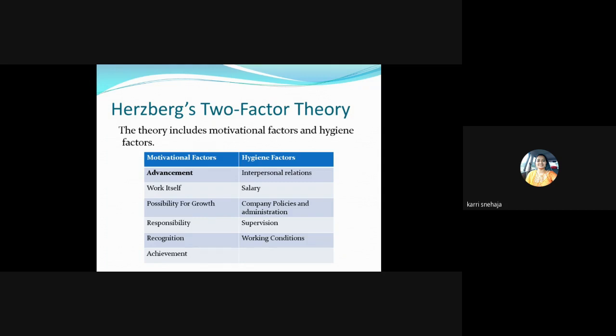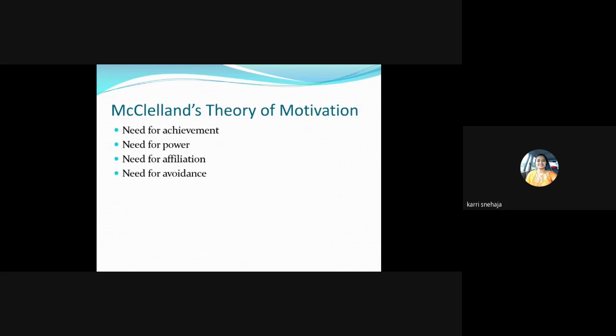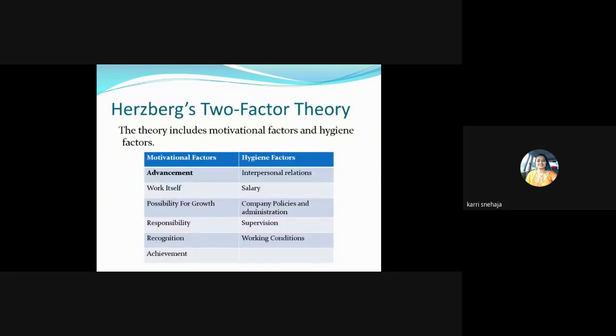देन कंपनी पॉलिसीज एंड एडमिनिस्ट्रेशन की वजह से भी हाइजीन फैक्टर्स होते हैं, सुपरविजन होता है, वर्किंग कंडीशंस ऐसी होती हैं, तो वो सारी चीजें रिस्पॉन्सिबल होती हैं. जहां पे नीड होती है, कोई पर्सनल लाइफ है, पे है, आपका स्टेटस है, जॉब सिक्योरिटी है, एवरीथिंग इज रिस्पॉन्सिबल इन योर केस ऑफ हाइजीन फैक्टर्स की. अगर हम बात करें हाइजीन फैक्टर्स की, तो हमारी जो सैलरी है, हमारे पे है, परक्विजिट्स है, एवरीथिंग इज रिस्पॉन्सिबल इन केस ऑफ हाइजीन फैक्टर्स.